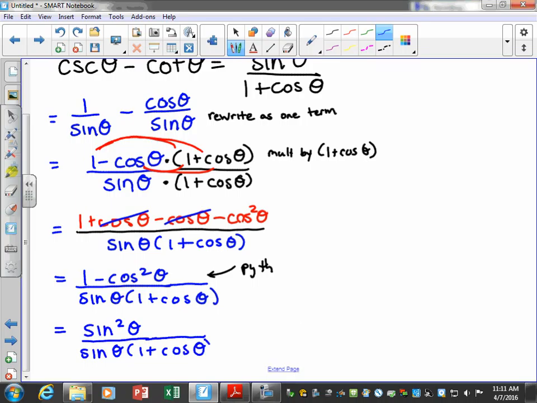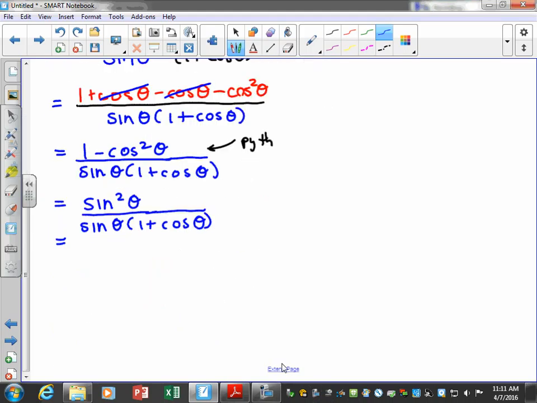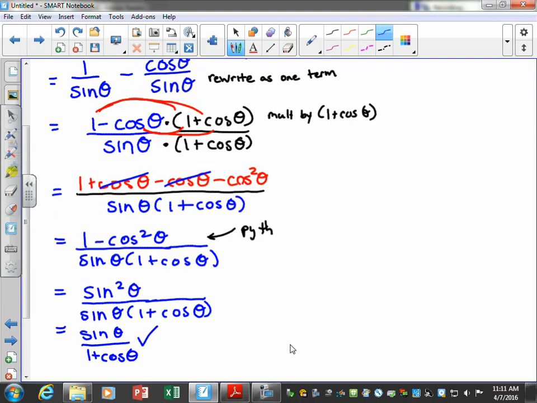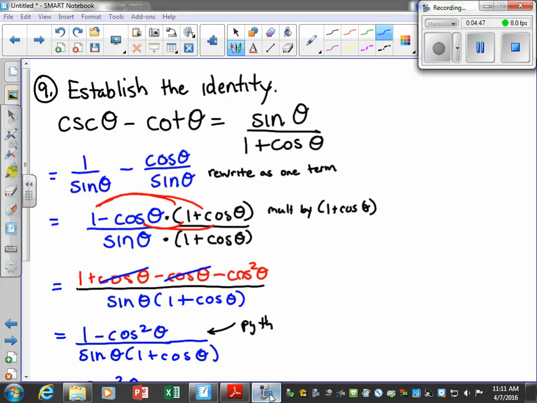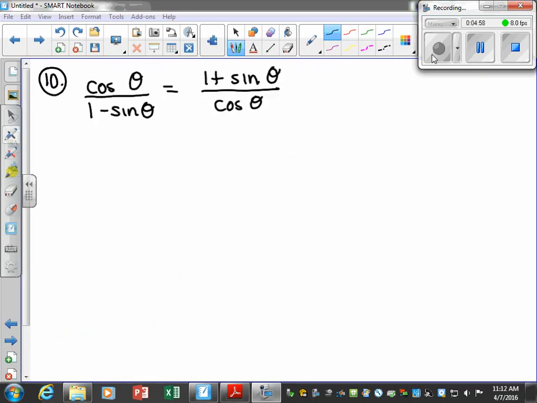Now let's keep in mind where we're going. We want it to be 1 plus cosine of theta on the bottom, and just this on top. Well, we like that, so what happens here? Just simplify, right? Divide a sine of theta out of each of those, and we will get sine of theta over 1 plus cosine of theta. And that's what we were looking for. So a lot of this is knowing where you're going and trying to use the tools that help you get there.